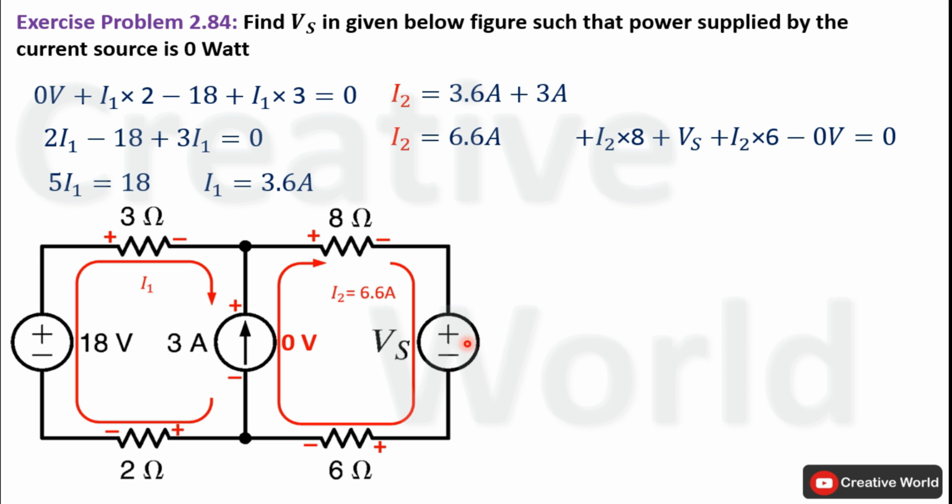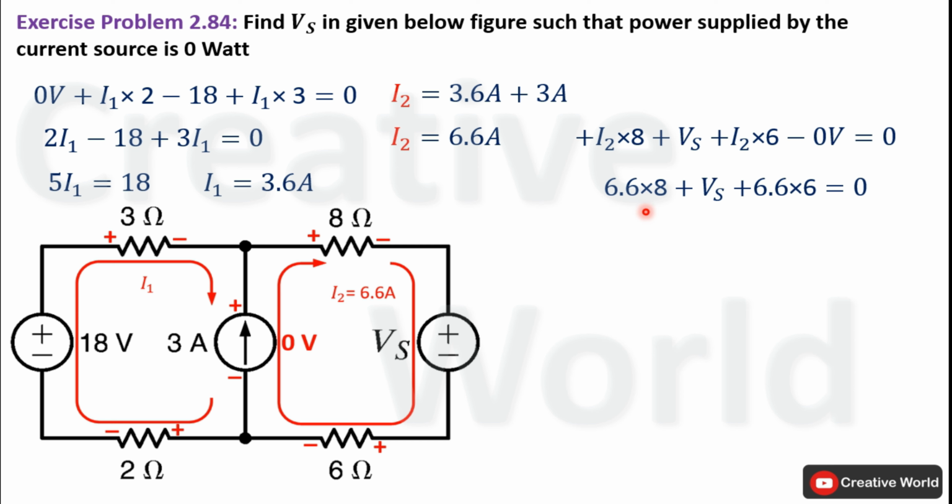Next is the voltage source, current entering terminal is positive, so Vs will be taken with positive sign. Next is the 6 ohm resistance, current entering terminal is positive, so the product of I2 and 6 ohm will be taken with positive sign. And the last one is the current source, voltage across this constant current source is 0 volt and current entering terminal is negative, so voltage of this constant current source will be taken with negative sign. Minus 0 volt is equal to 0. In this equation, we know the value of current I2, that is 6.6 ampere. So replace variable I2 with its value.